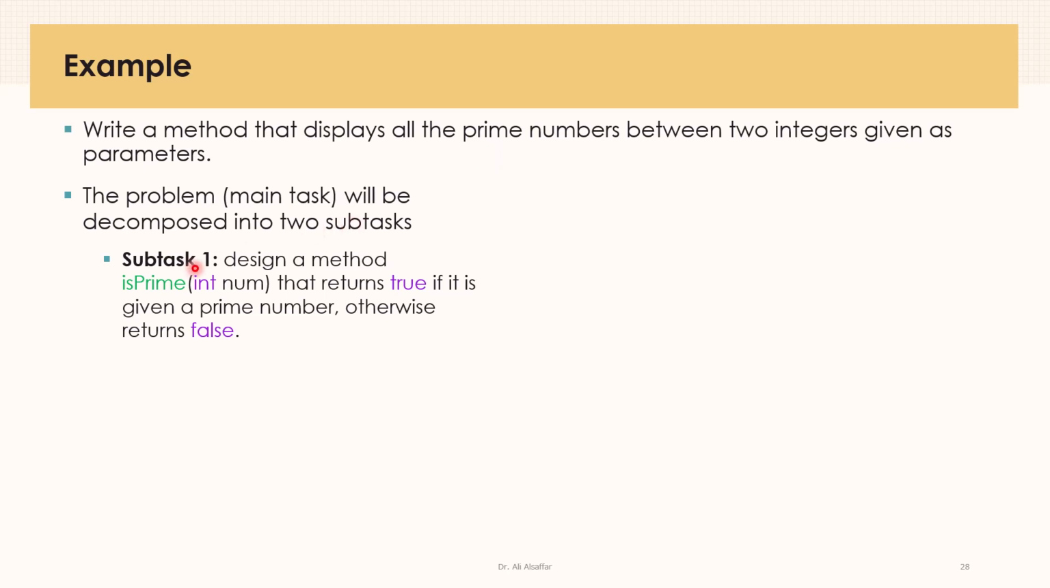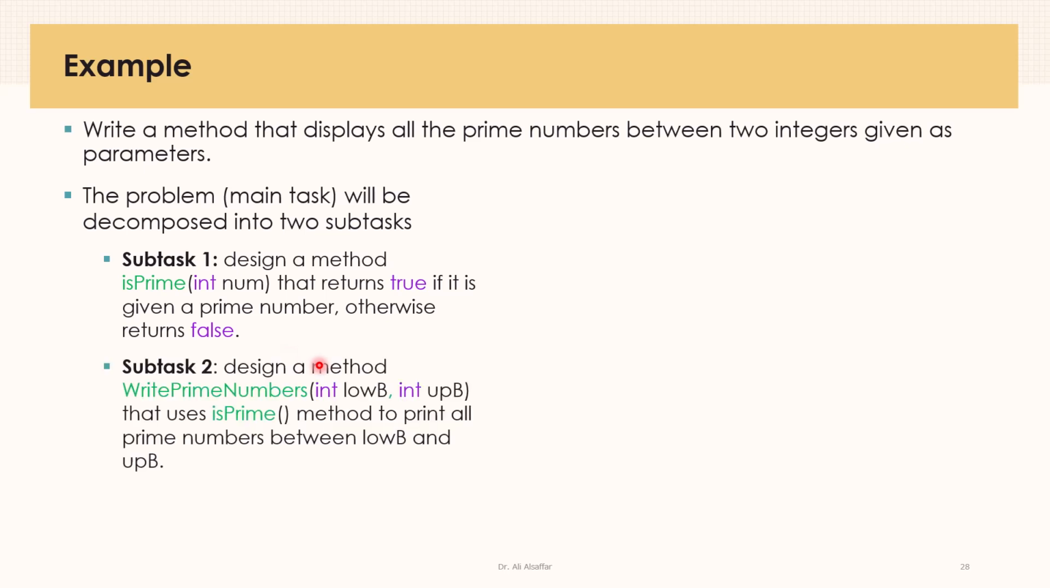For the first subtask, we are going to design a helping method that is called isPrime. The purpose of this method is to tell us, if an input parameter is given to it, whether that input parameter is a prime or not. If the input parameter num is prime, then it returns true, otherwise it returns false. So that means the return value for this method is Boolean.